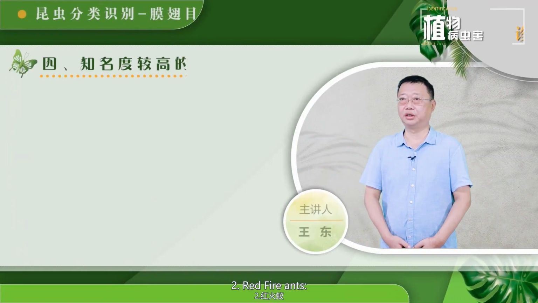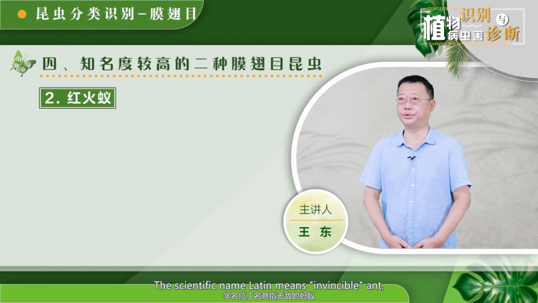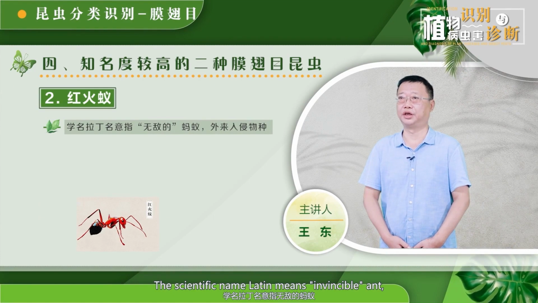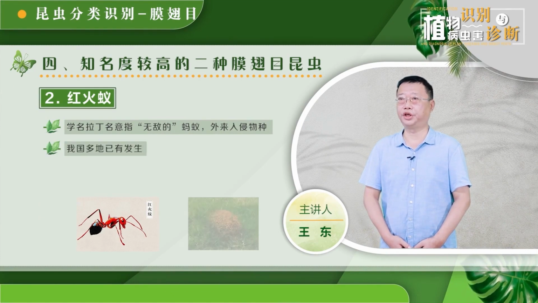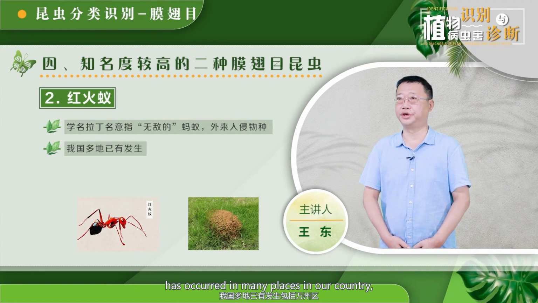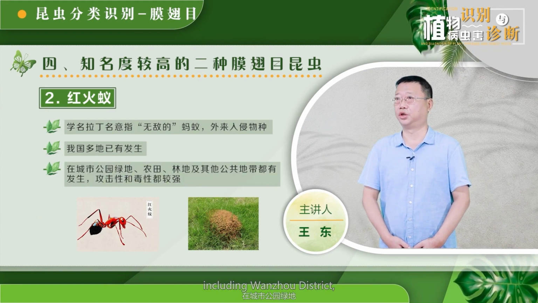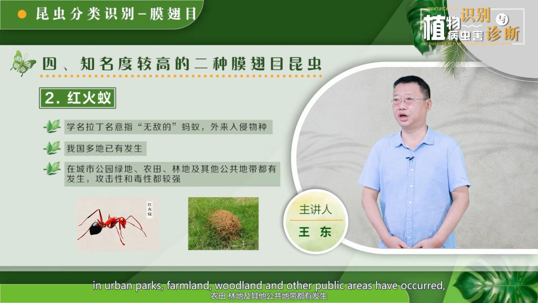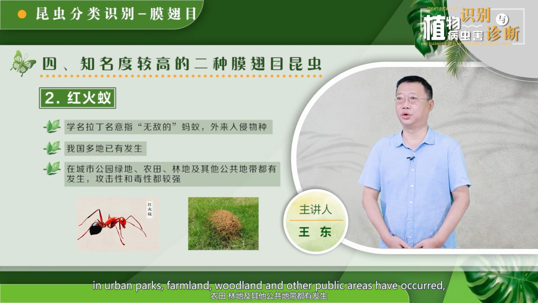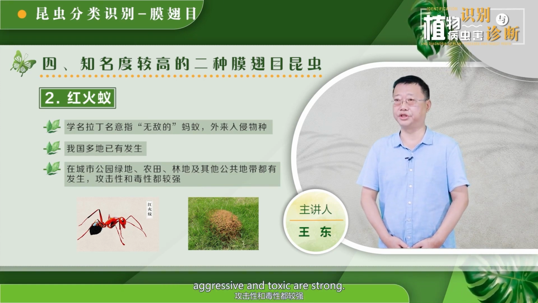2. Red fire ants. The scientific name in Latin means invincible ant. This alien invasive species has occurred in many places in our country, including Wanzhou district, in urban parks, farmland, woodland, and other public areas. Aggressive and strongly toxic.